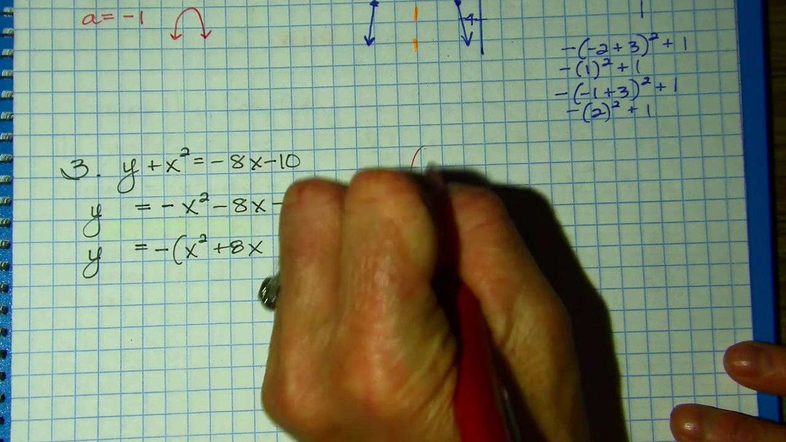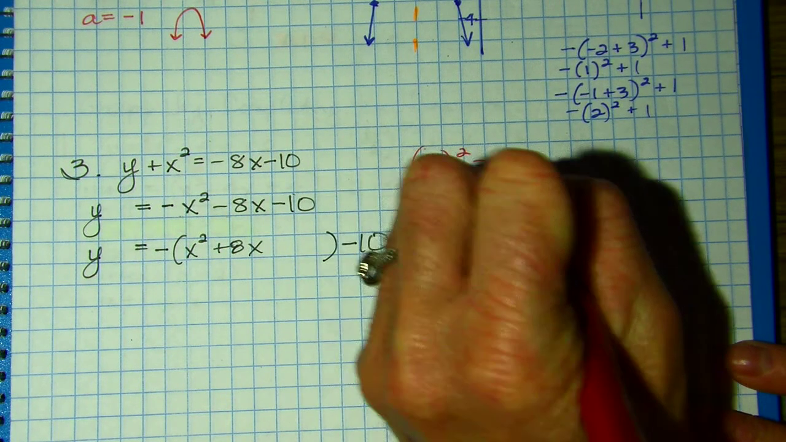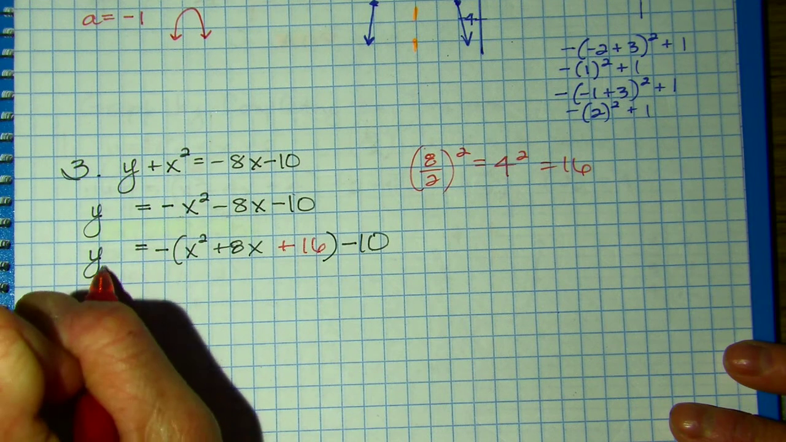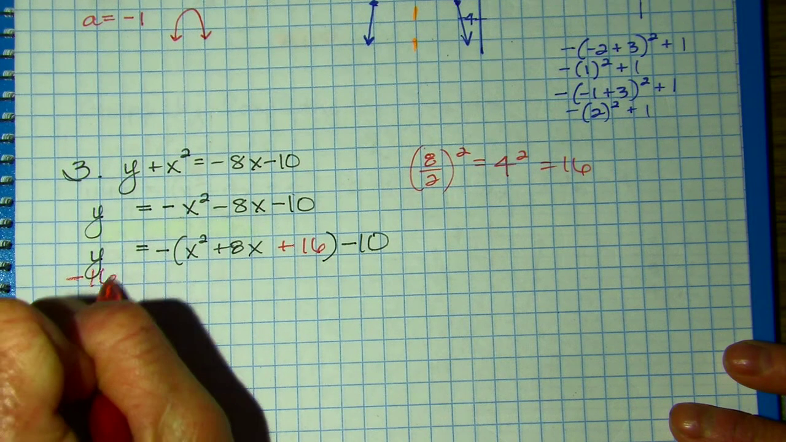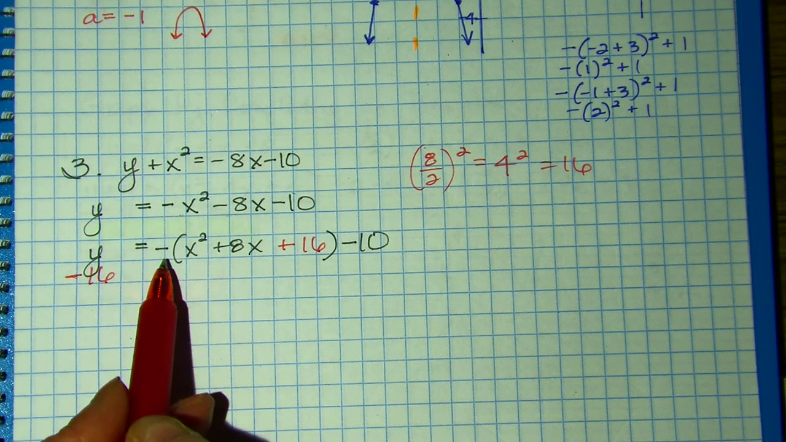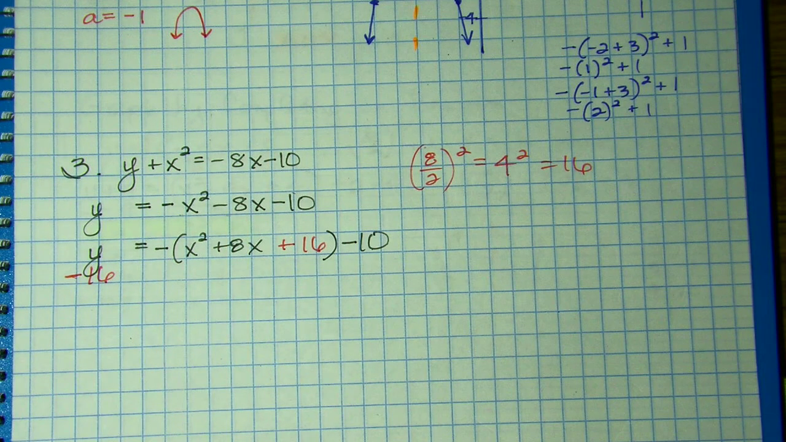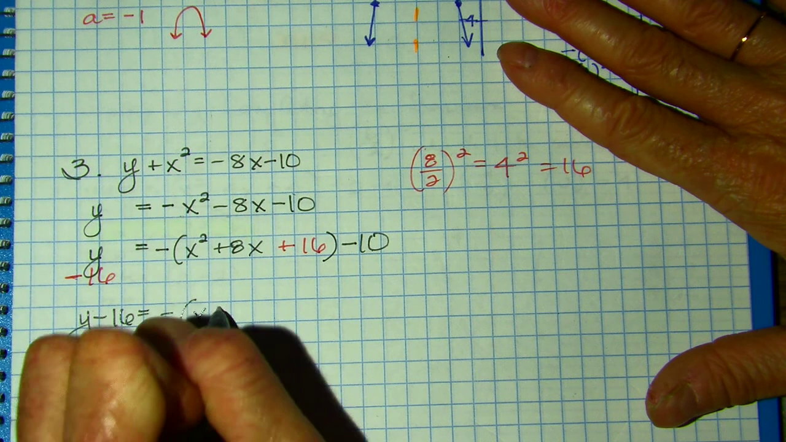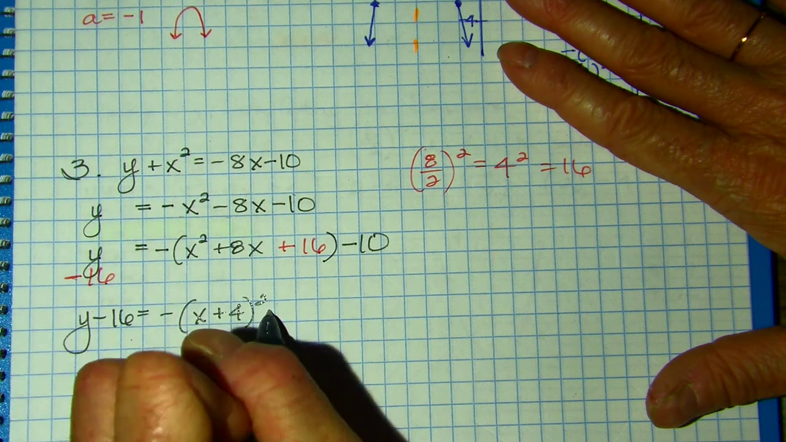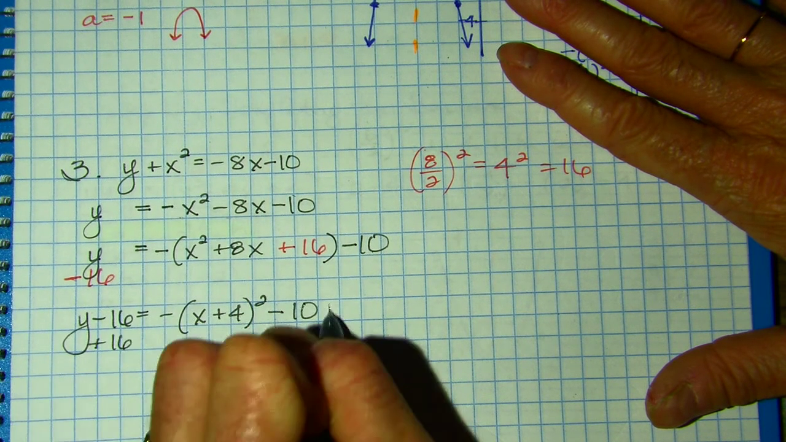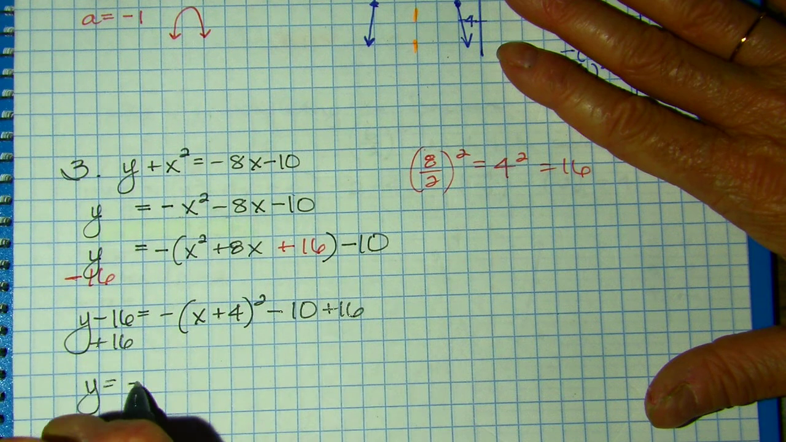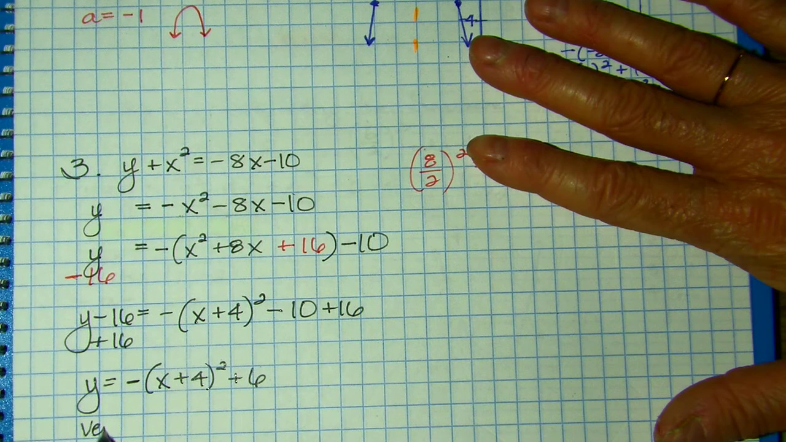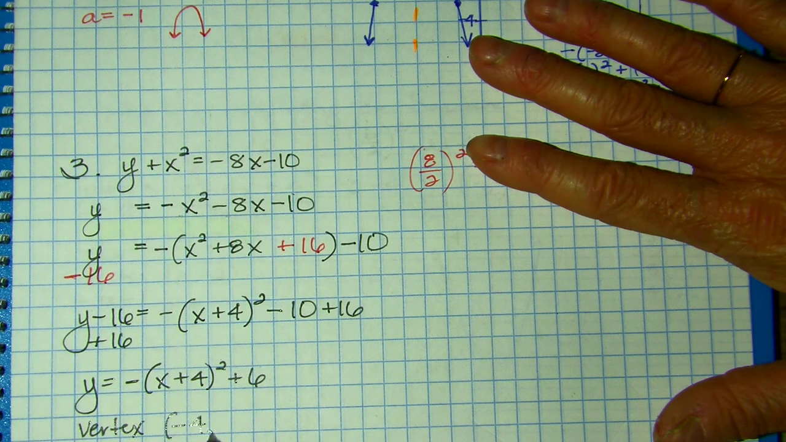Then I have to do the 8 divided by 2 squared, which leaves me with 4 squared, which is 16. So I'm adding 16 here, but I'm subtracting 16 here because that negative has been taken out. So I have y minus 16 equals negative x plus 4 squared minus 10, and then I would add 16. So y equals negative x plus 4 squared plus 6. So my vertex is at negative 4 and 6.